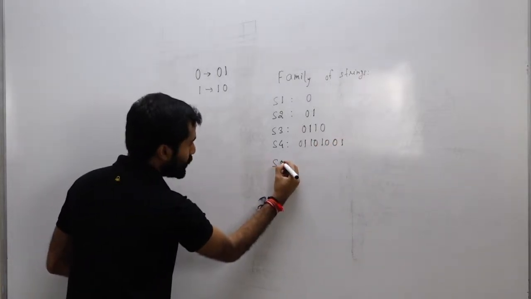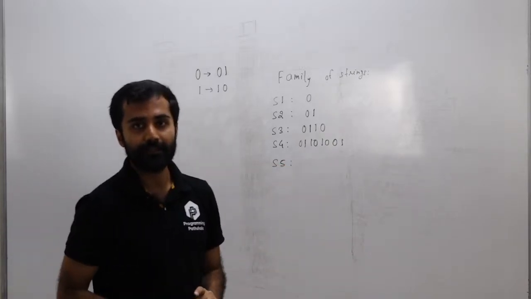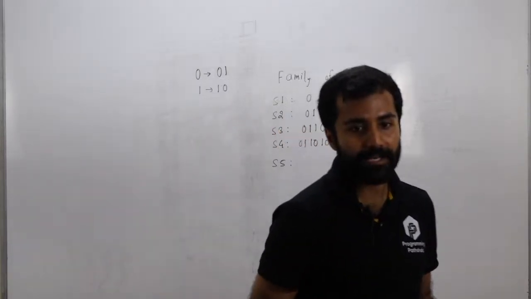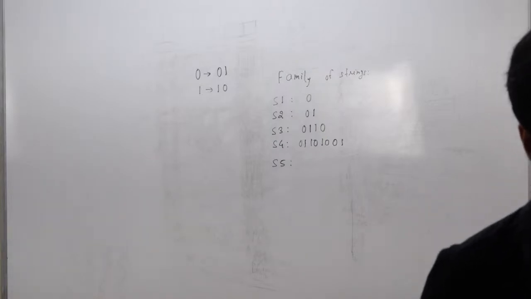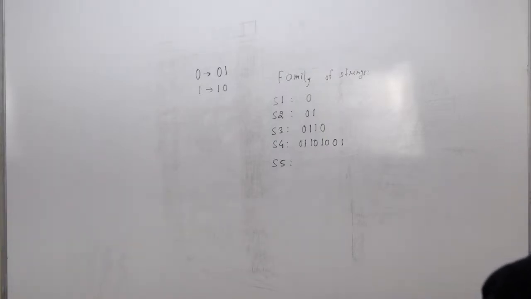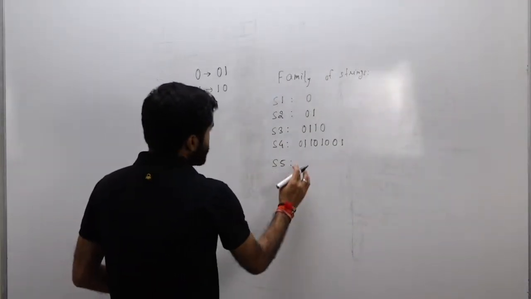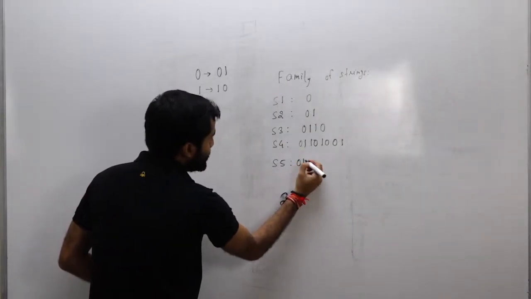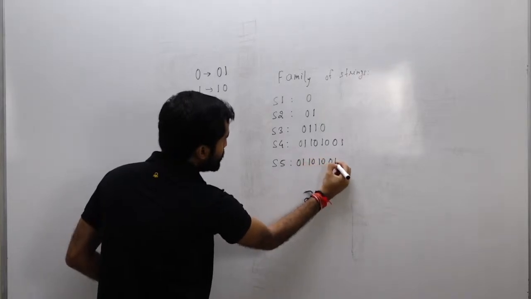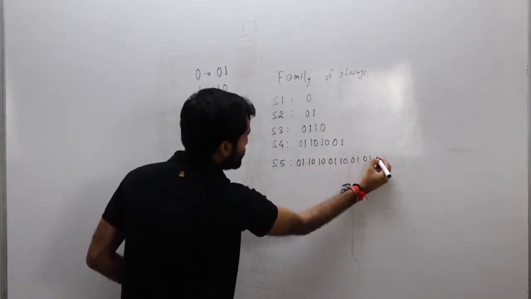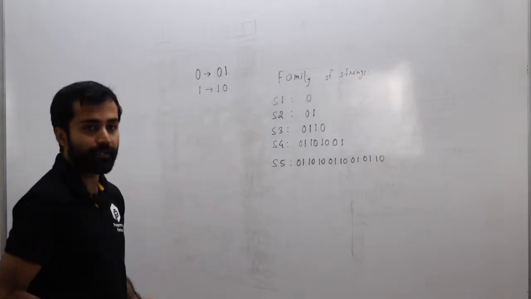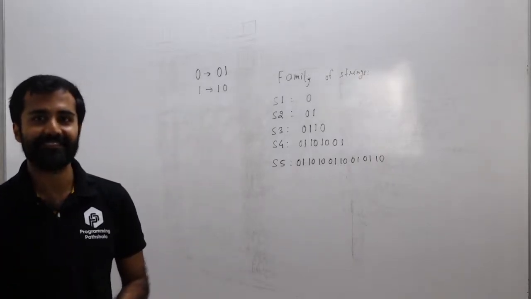Similarly, can you guys figure out S5? Can you guys type in the value of S5 on your own in the chat box? Let's just do that. And then I'll talk about the question, the real question. Let me do that in the meantime. You will have 0, 1 and then 1, 0, 1, 0, 0, 1, 1, 0, 0, 1, 0, 1, 1, 0. This is what your S5 will be.